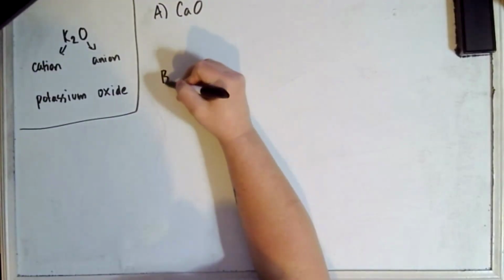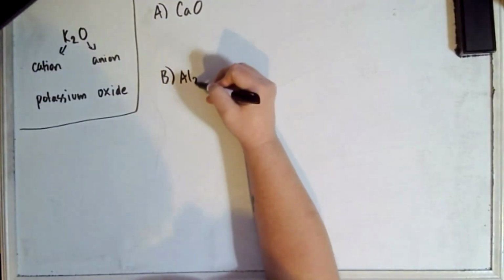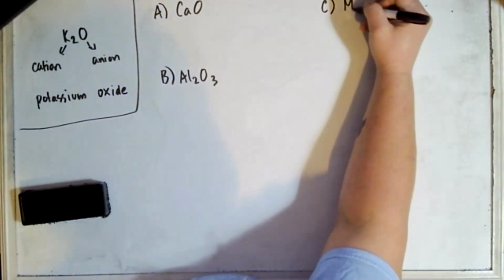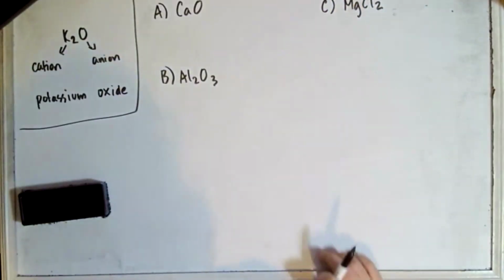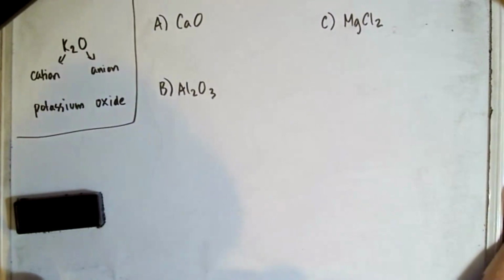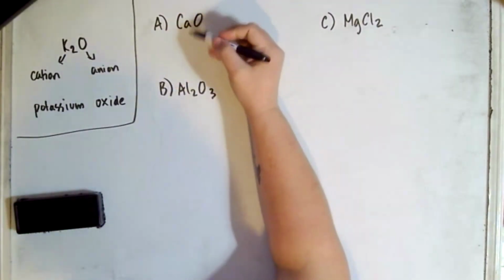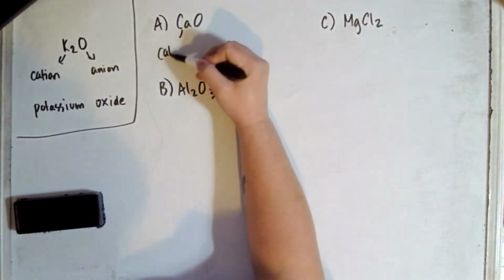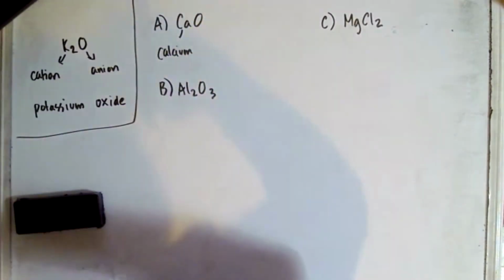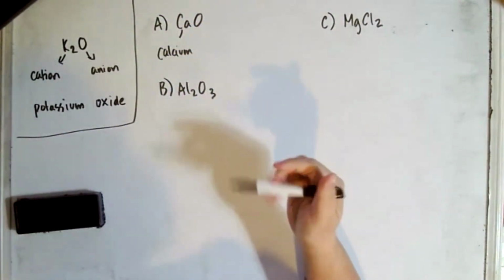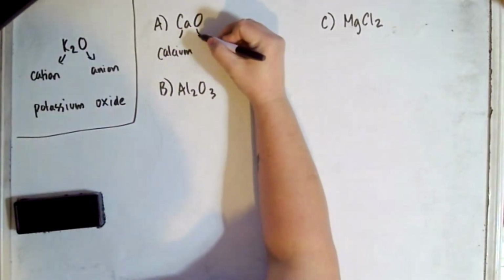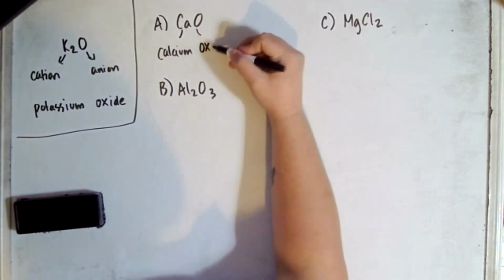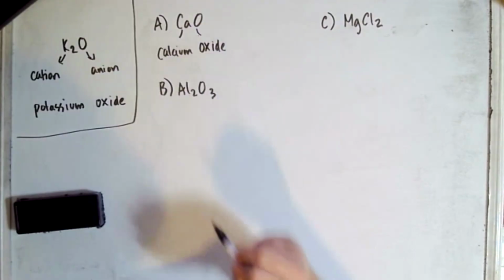CaO, Al2O3, and MgCl2. Right, so our first element is our cation, so that's going to be calcium. Again, I would recommend that you pause whenever we get to one of these learning checks and try them on your own just before you watch the explanation. The O is going to be our oxygen, so we're going to keep the first syllable and then add the IDE ending. So that's going to be calcium oxide.